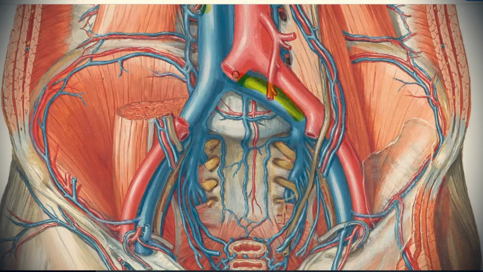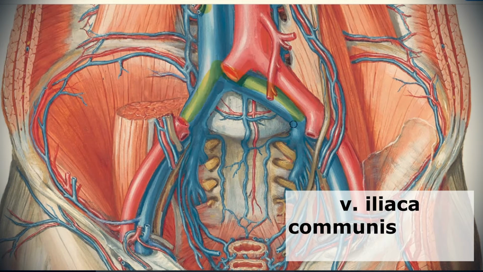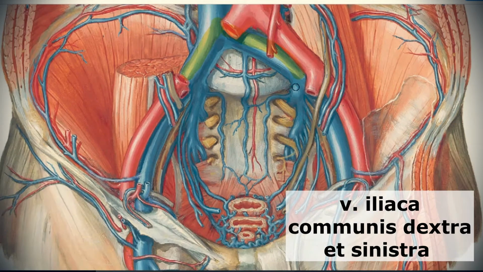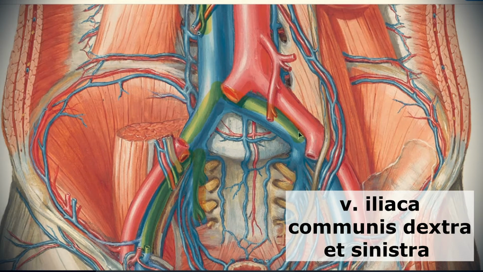from the union of left and right common iliac veins, vena iliaca communis dextra and vena iliaca communis sinistra. They are short vessels, but also, as you can see, the left one is longer than the right one, and both of them originate on the level of the sacroiliac joint from the union of internal and external iliac veins, vena iliaca interna and vena iliaca externa.